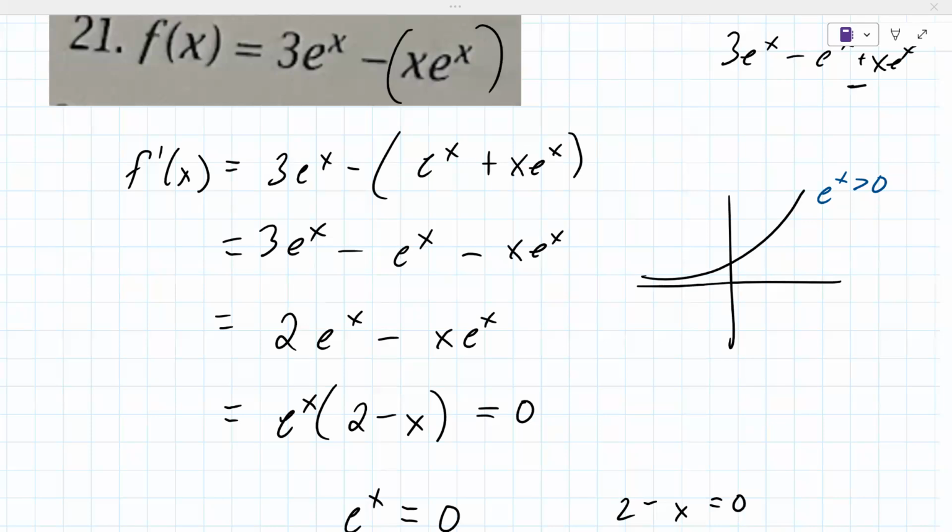Okay, let's look at 22. Oh, I don't really like 22. It's more complicated than it needs to be. Like it's not a great trig function.